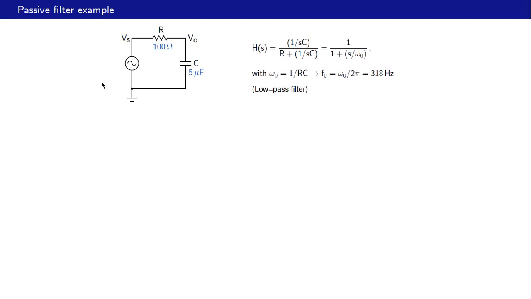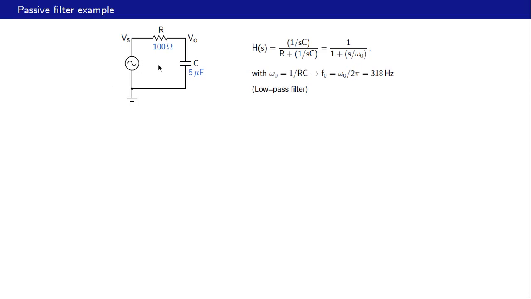Let us now look at how a filter can be implemented in practice. We will first look at passive filters, which use resistors, capacitors, inductors, no transistors or op amps, and then we will look at op amp filters later and see what the advantages of using op amps are.